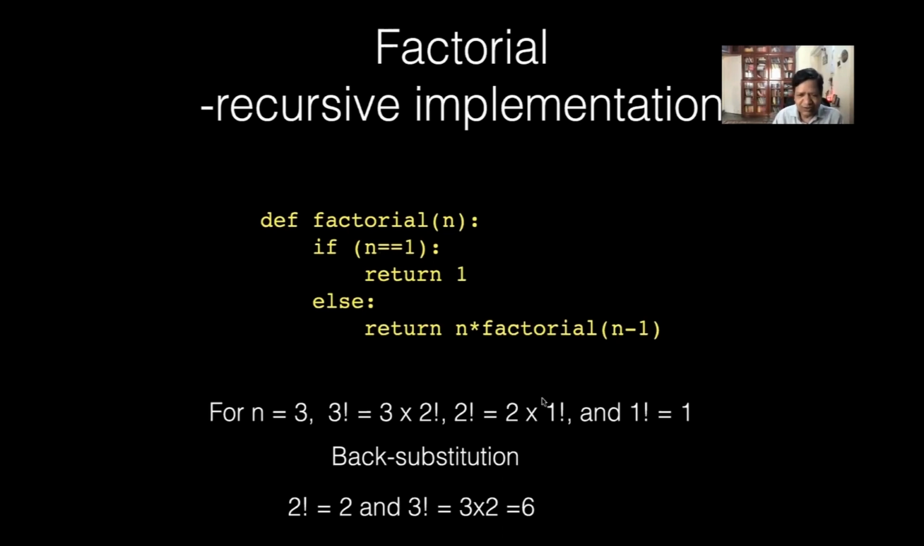Now factorial 2 was 2 times factorial 1. So it substitutes the value of 1 here, and factorial 2 becomes 2. Now this factorial 2 is going to be substituted here: 3 times 2 becomes 6. And that is what is returned to the first call, 3 times factorial 2. Once this result is done, the function stops.